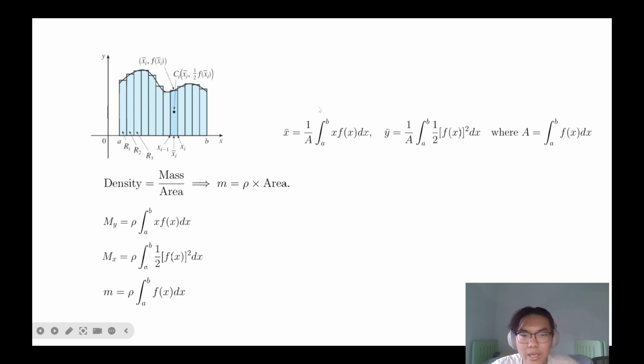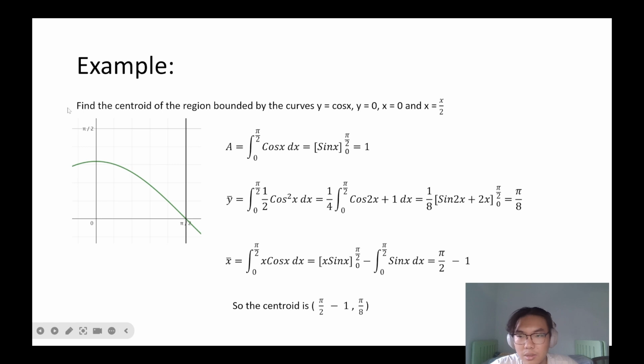It's 1 over A times the integral of x f(x) dx, and y is 1 over A times the integral of 1 over 2 f(x) squared dx, where A is the area, the integral of f(x) dx. So let's get to the example. Find the centroid of the region bounded by the curves y equals cosine x, y equals 0, x equals 0, and x equals pi over 2. It's like this region.